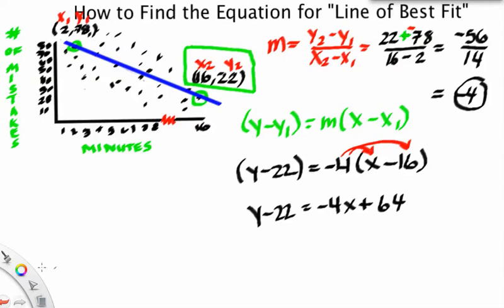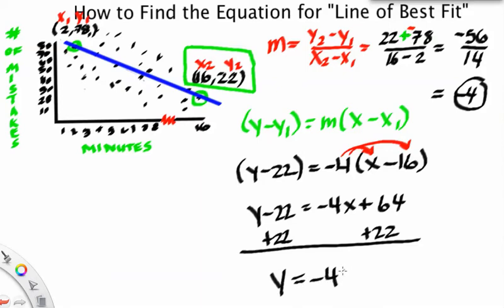And the last step I have to do here is add the 22 to both sides. Add the 22 and add the 22. My final answer is going to be y equals negative 4x. Same signs, add them up, different signs subtract. They're the same signs, plus 86.